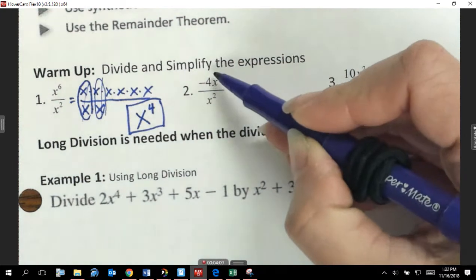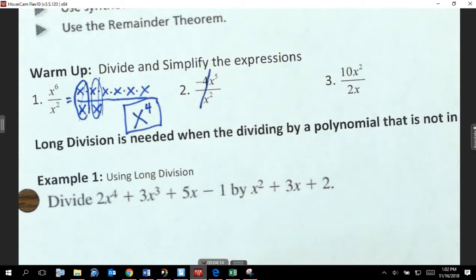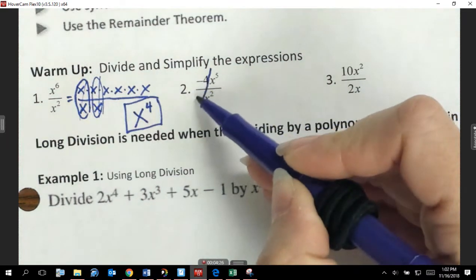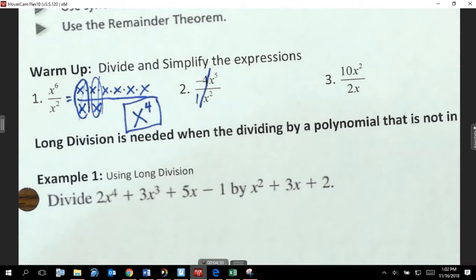Now, what happens if we have a coefficient? You do not think of the coefficient related to the x's at all. You completely separate it from the exponents, or from the x's. What's the coefficient on the bottom? 1. So you're doing negative 4 divided by 1. That's the number. Negative 4 divided by 1 is negative 4.